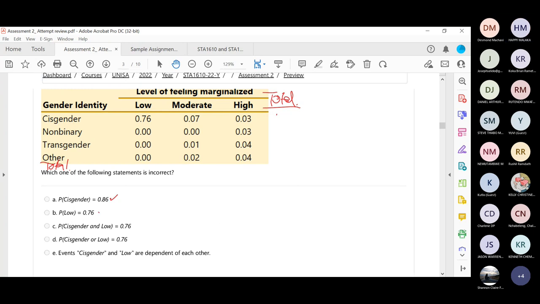It's correct also. It's correct because you have to add all these values here. The probability of cisgender and low is a joint probability. It's correct also, because it is just the joint probability of cisgender and low. The probability of cisgender or low, you need to do some calculations. Remember, you will have to find the probability of cisgender plus the probability of low minus the probability of cisgender and low. That's the calculation you need to do.